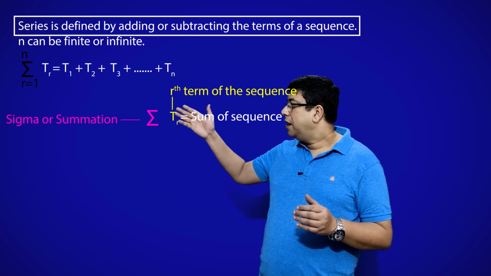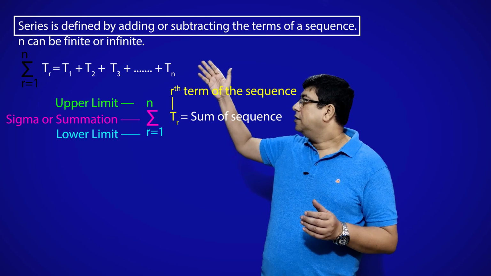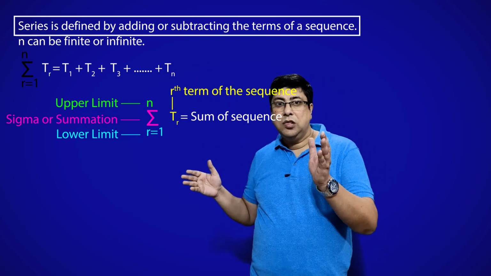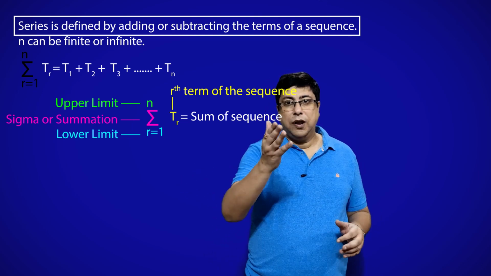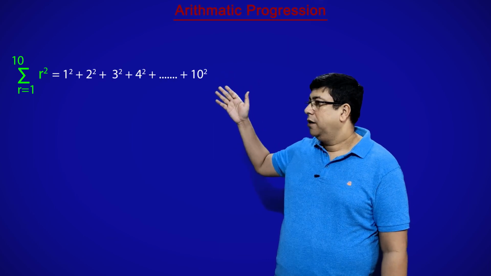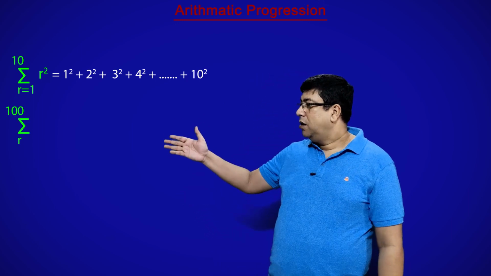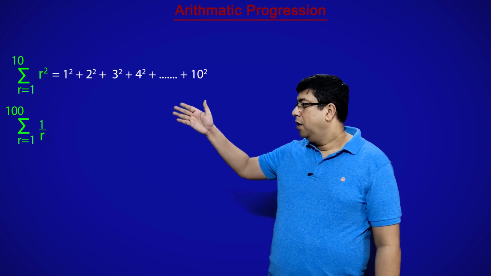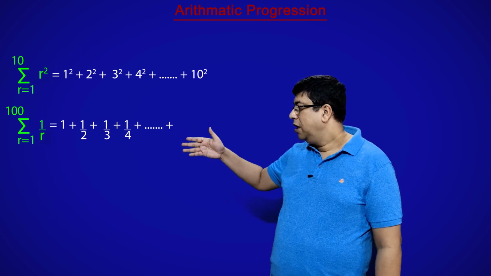Tr is the rth term of the sequence, and r equal to 1 is called the lower limit, r equal to n is called the upper limit. So everyone, in this way we can write the series of the number of terms. For example, sigma r equal to 1 to 10 of n square, that is 1 square plus 2 square plus 3 square plus 4 square up to 10 square. Once again, another example: sigma r equal to 1 to 100 of 1 by n, that is 1 plus 1 by 2 plus 1 by 3 plus 1 by 4.